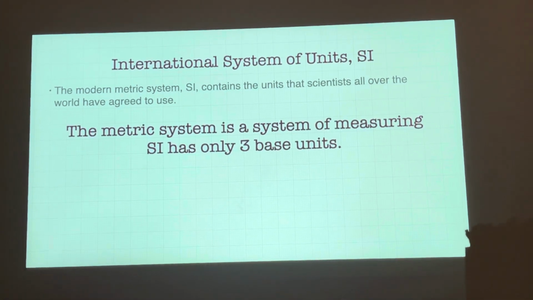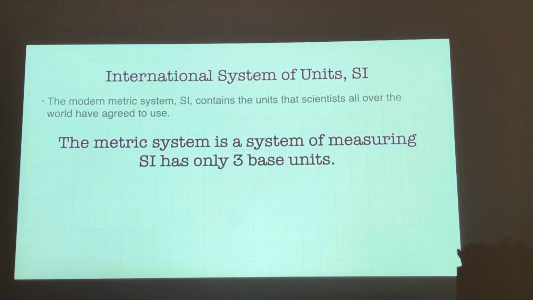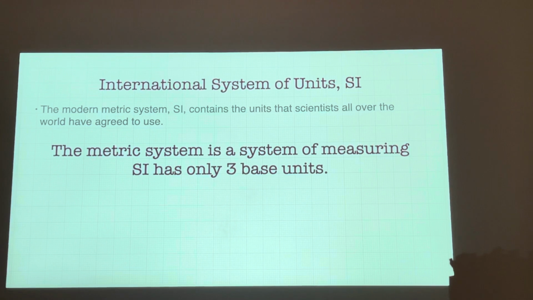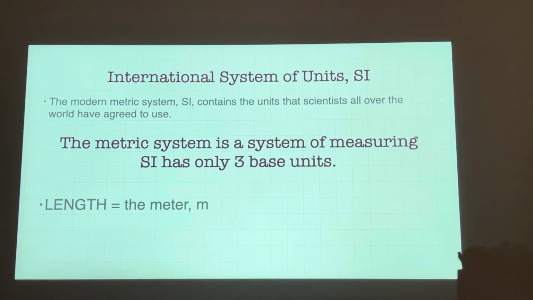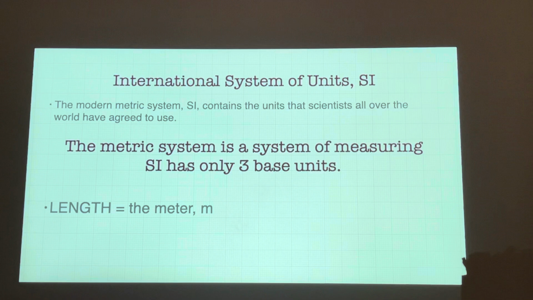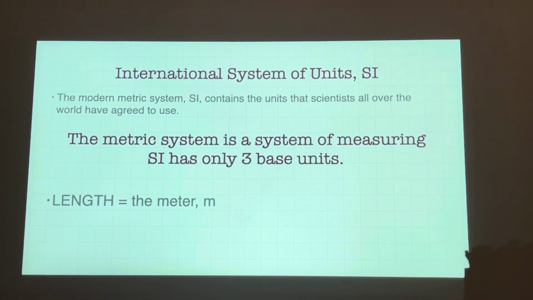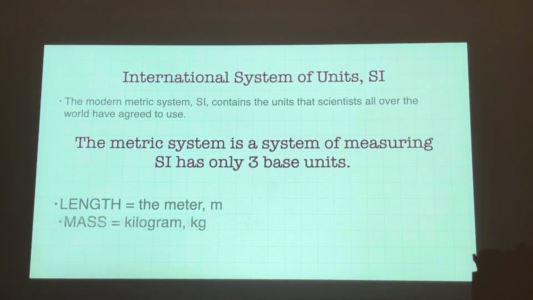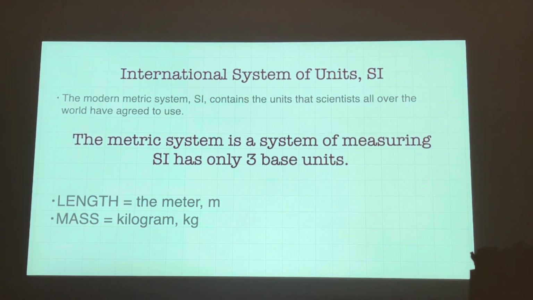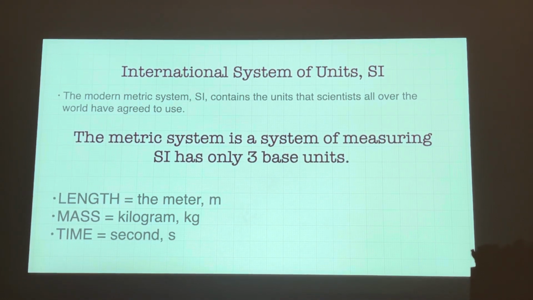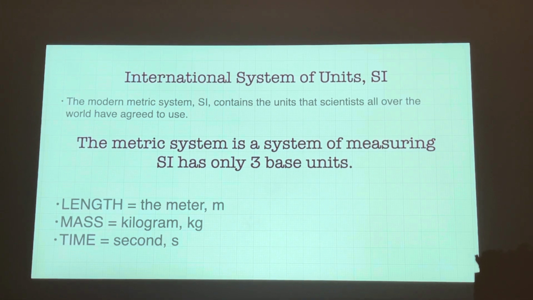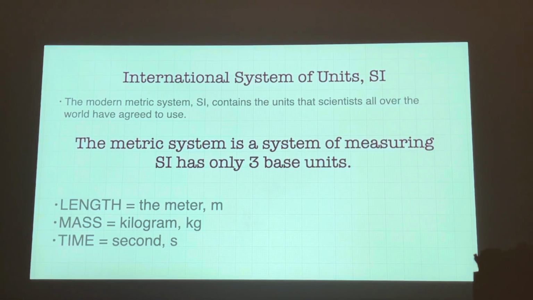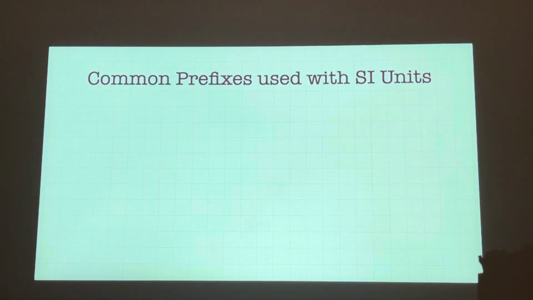The metric system is a system of measuring. SI has only 3 base units. When you are referring to length, it will always be the meter. Mass, kilogram. Time, second. So again, when we're talking about length, it'll be in meters, or we can convert it to meters. Mass, the standard is kilograms, and time will be seconds.